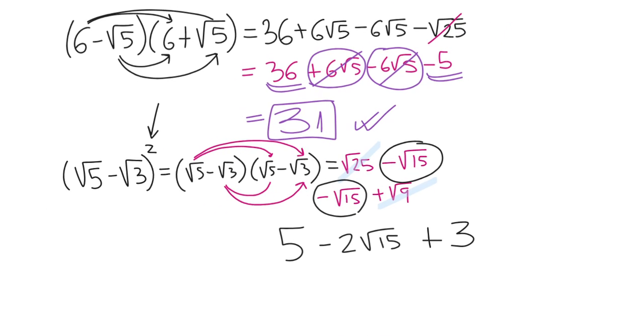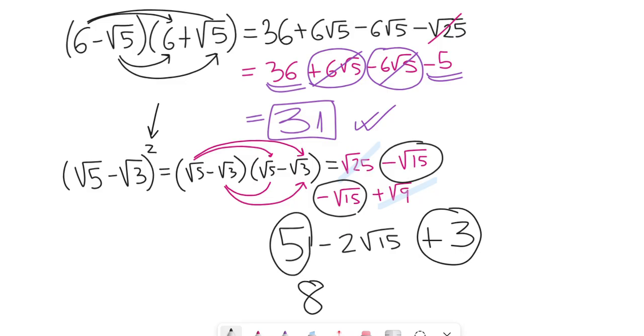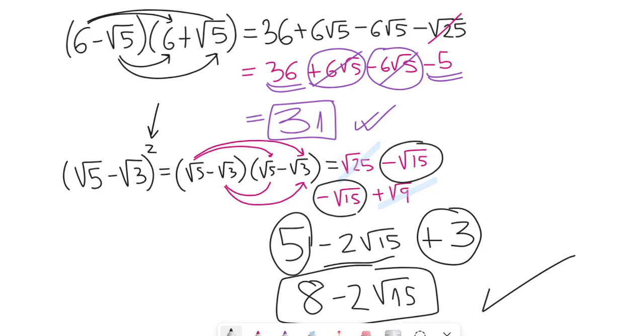Okay, can't we combine these two together? 5 and positive 3 will be equal to 8. And then we copy minus 2 radical 15. All right. So when you multiply everything by everything, this is what we have. I hope that this was clear. I hope that you understood everything.